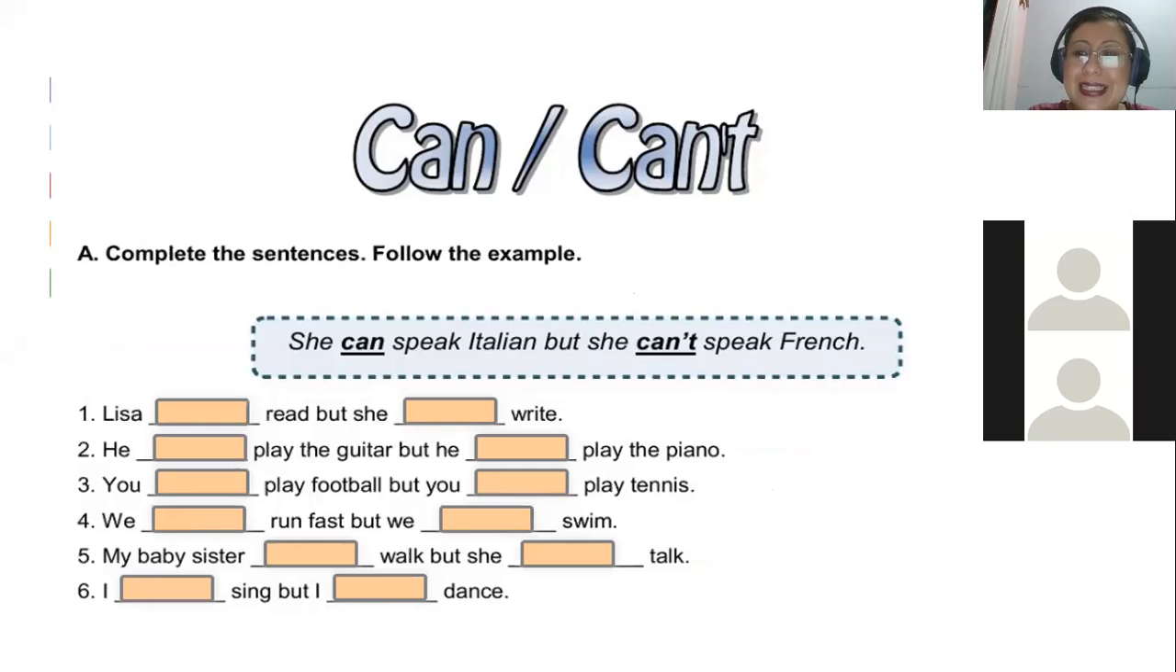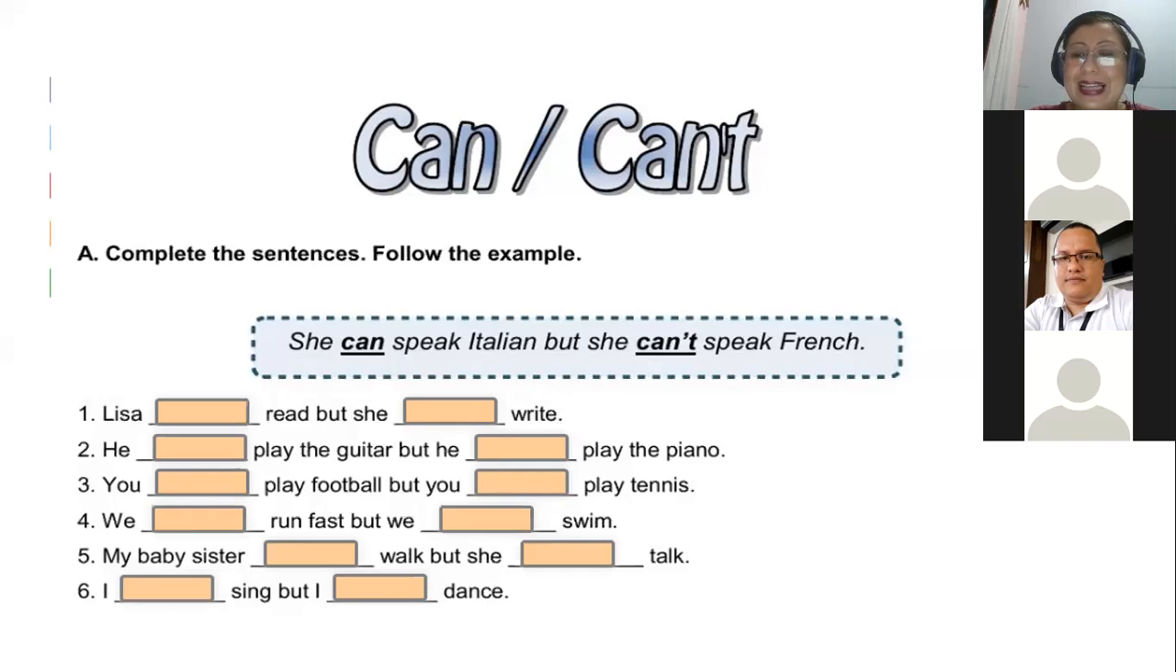Volunteer for number 3. Please. You can play football, but you can't play tennis. Excellent, thank you. Number 4. Yes, please, Monica. We can run fast, but we can't swim. Excellent. Number 5. Okay. Go ahead, Ramiro. My baby sister can walk, but she can't talk. Excellent, thank you. And the last one, number 6.